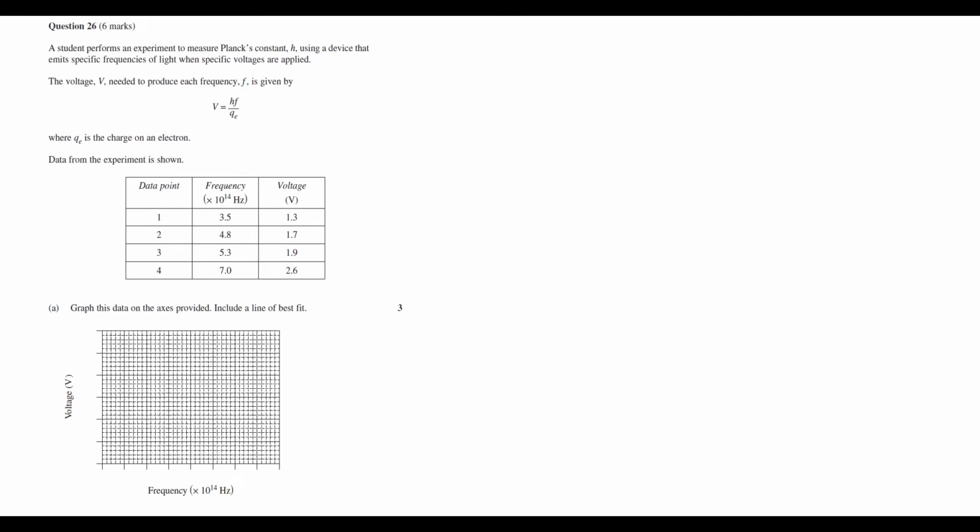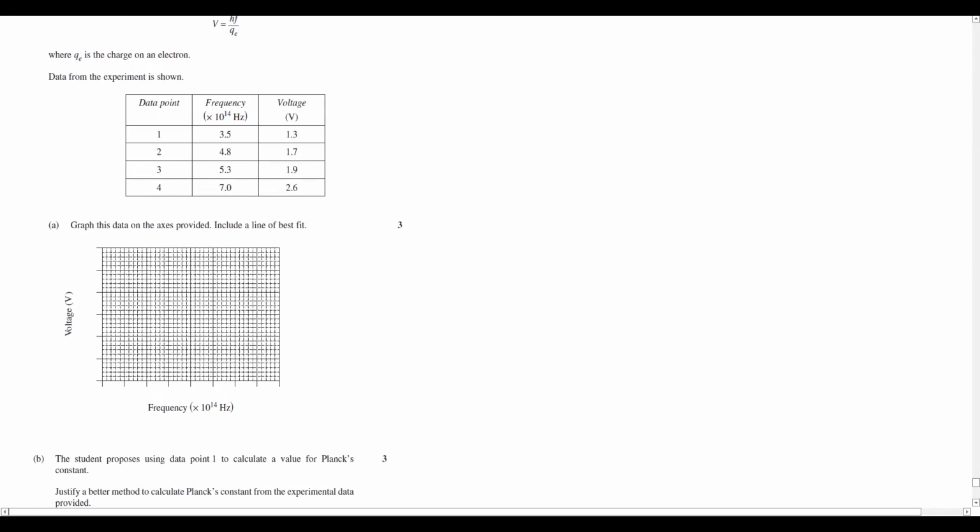Now, part A asks us to graph this data on the axes provided and include a line of best fit. Very generous of them to already give us our axes. So we know that frequency must be on the x-axis and voltage on the y-axis. Now all we need to do is pick an appropriate range for these values. Let's start with the voltage, the y-axis first. It only goes up to 2.6. We've got 1, 2, 3, 4, 5, 6 intervals, so maybe we'll start at 0 and go up by 0.5.